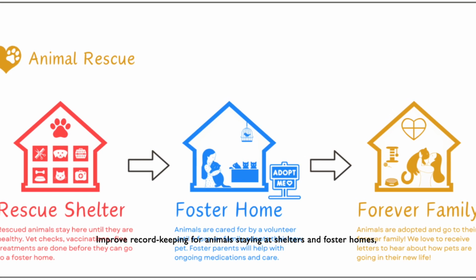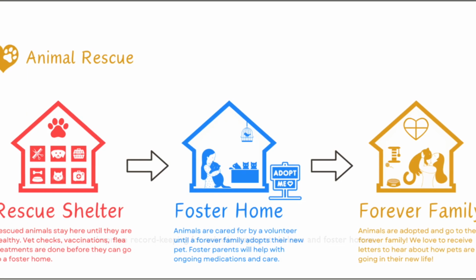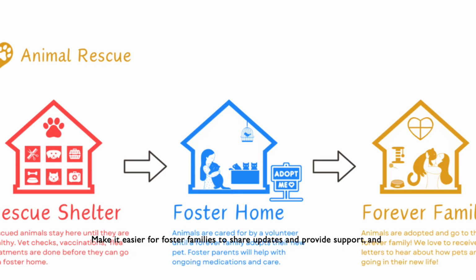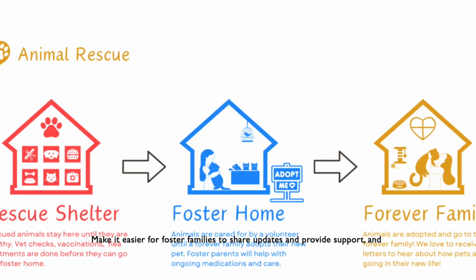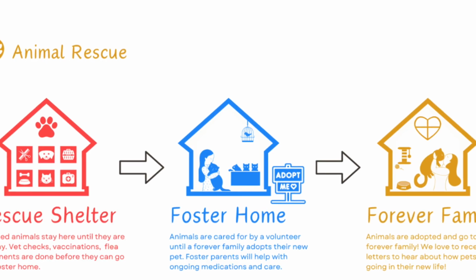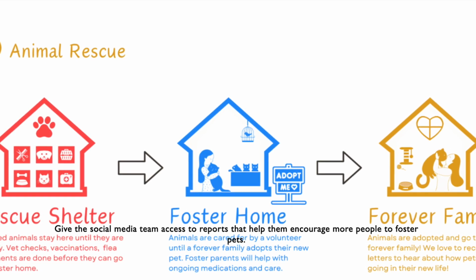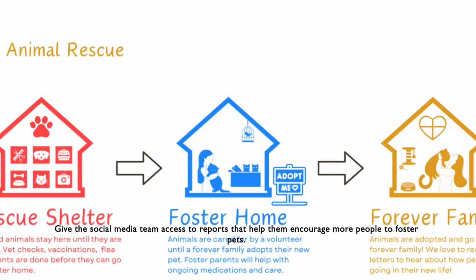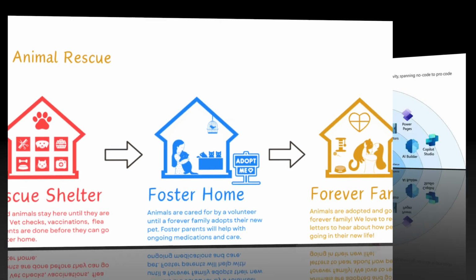Let's say the shelter wants to first improve record keeping for animals staying at the shelter and foster homes, two, make it easier for foster families to share updates and provide support, and three, give a social media team access to reports that help them encourage more people to foster pets.